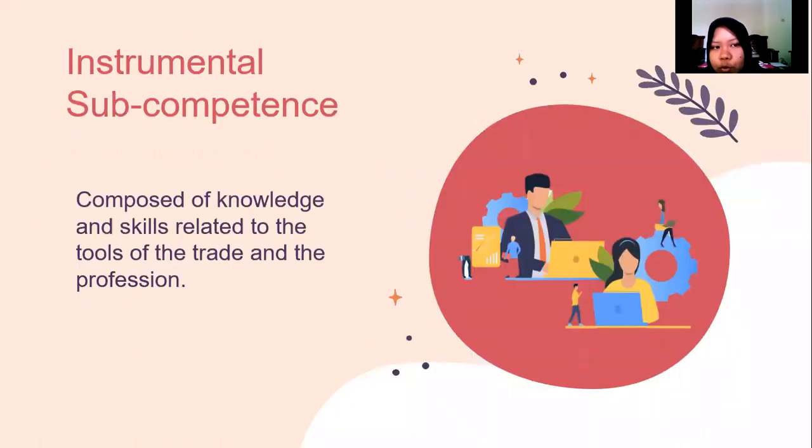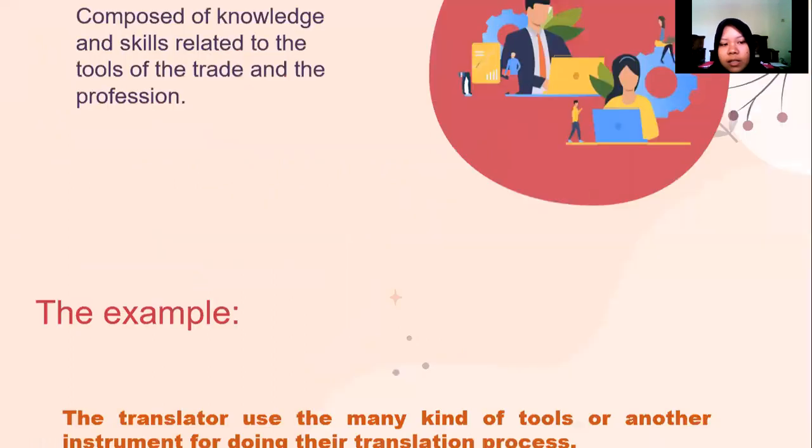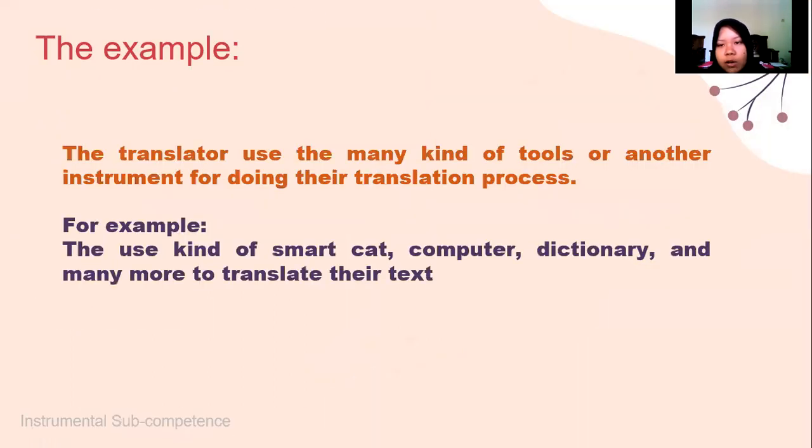And the next one is instrumental subcompetence. Instrumental subcompetence is composed of knowledge and skills related to the tools and trade in the profession. For example, the translator uses many kinds of tools or other instruments for doing the translation process. The translator sometimes uses things like smart gate, computer, dictionary, and many more to translate the text, because these tools will help the translator produce a good translation result.